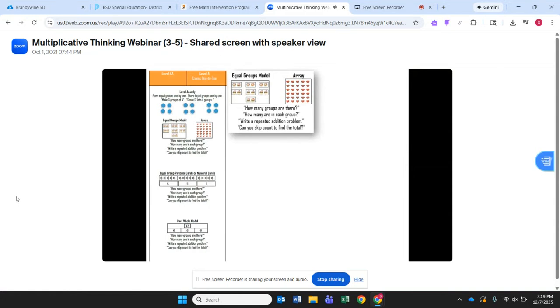Your goals for level A or level AA are really easy. The first goal is you want them to start to identify groups and how many are in each group. Next, you want them to connect it to addition. And the third one is create a reason for skip counting, okay?